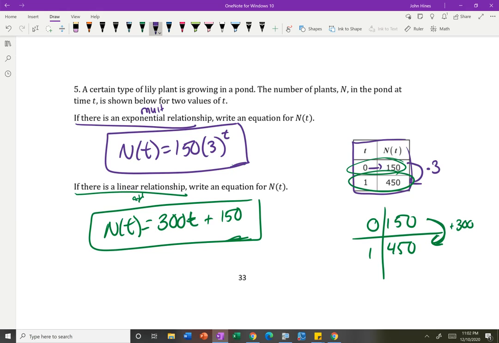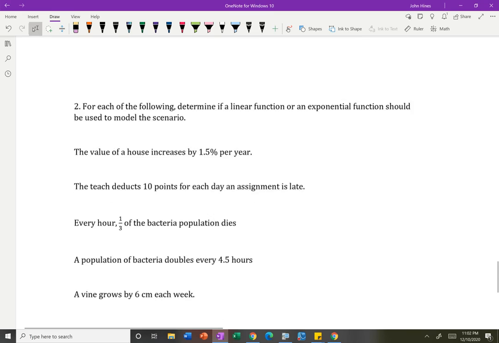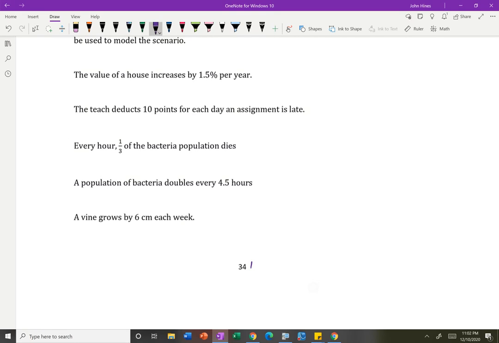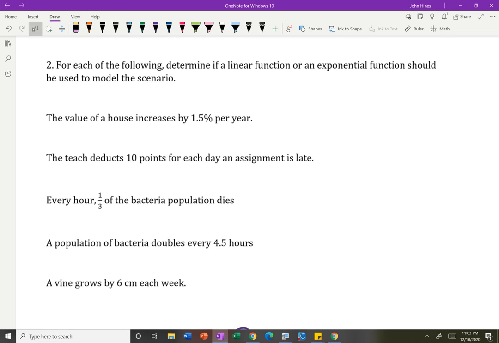And finally, we're going to jump to number 2 on this homework page here at the bottom of 34. I'm not giving you guys homework tonight, but I do want to quickly talk through number 2 here. So for each of the following, determine if it's linear or if it's exponential. So let's pause the video, and you've got 1, 2, 3, 4, 5, where you're going to write it's linear or it's exponential, and then we'll unpause and talk through these solutions.